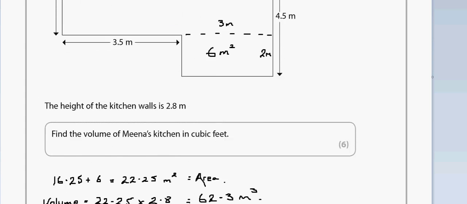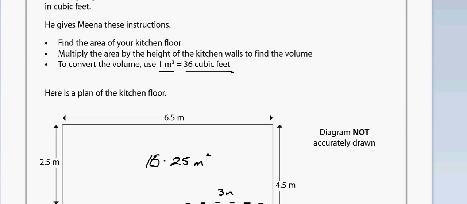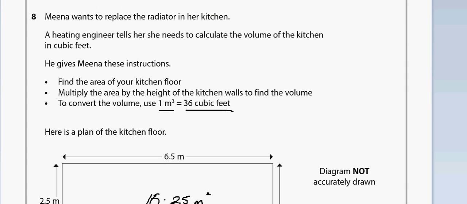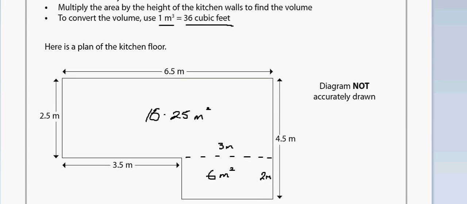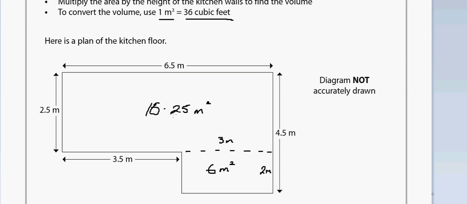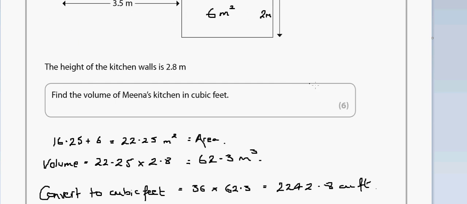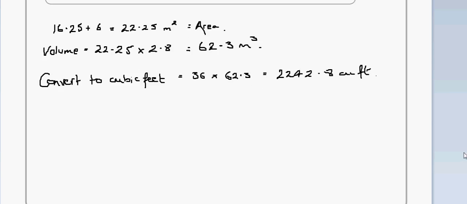Okay, so that's all there really is to that question. Okay, so we find the floor area first, which is these two areas, add them together. We then multiply by the height, which is 2.8. This gives us our volume, and then we multiply by 36, which gives us our final answer.